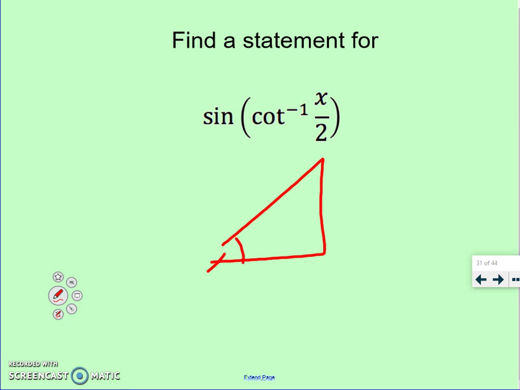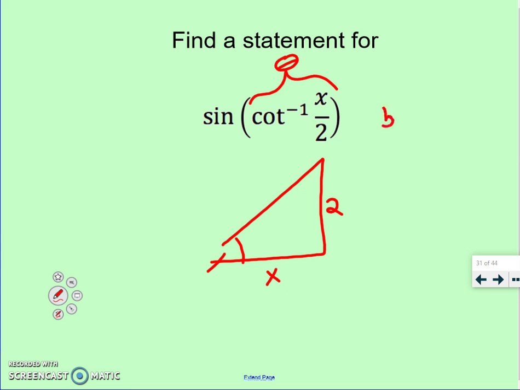So if we're looking at this angle, remember this is just some angle. We don't know what it is. We're going to call that angle theta. So we need adjacent over opposite for cotangent, so x over 2. So this says that whenever I have a cotangent, the adjacent side is going to be x, the opposite side is going to be 2, x over 2. Then we need the Pythagorean theorem to find our missing side, which in this case is the hypotenuse.